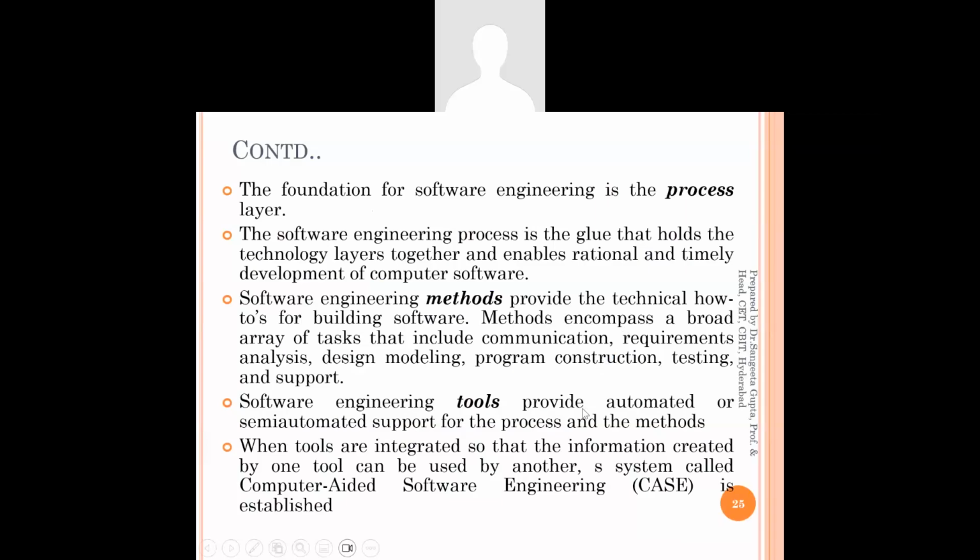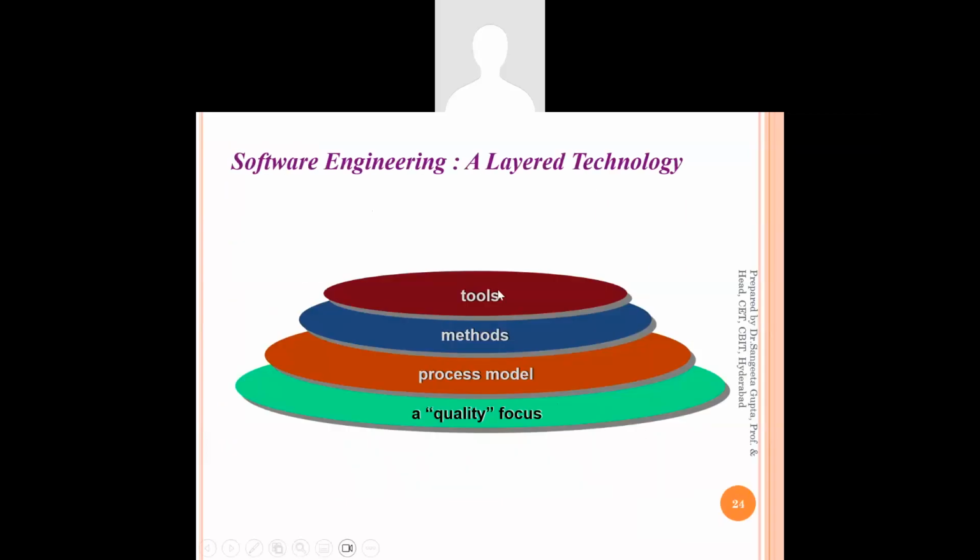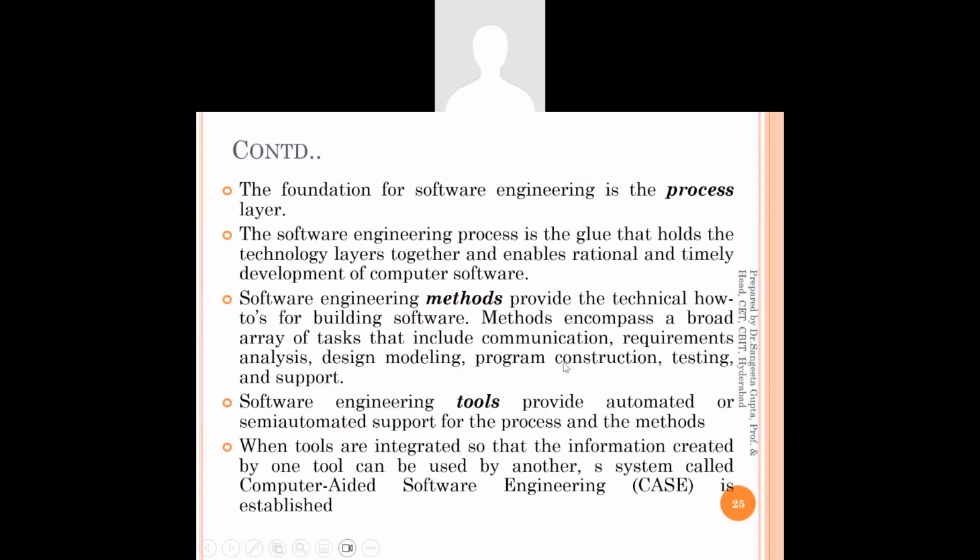Then coming to the tools, these tools can be either automated or semi-automated. Ultimately, they are set to provide support for the overall process and the methods. So tools provide support towards the development of various methods and processes. Now, we can even integrate the tools in such a way that the information which is created by one tool can also be used by another. Through this, we are trying to build a system called computer aided software engineering by integrating the tools.